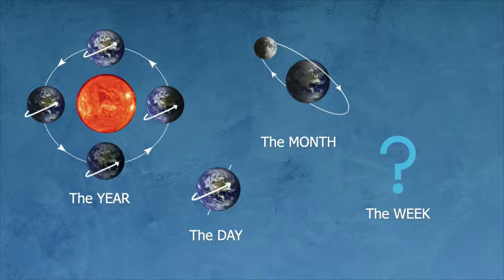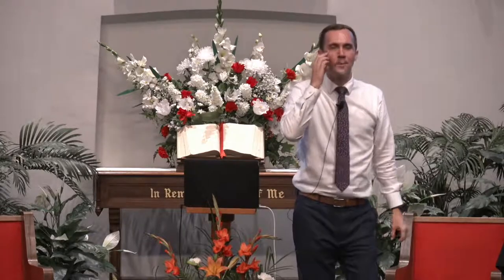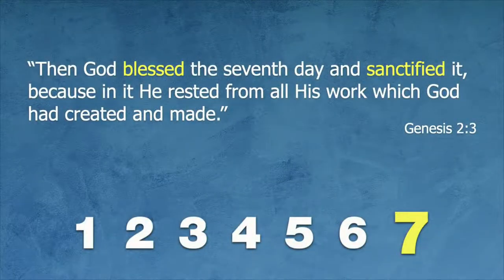What about the week? Do we have our moon going around our planet during the week? No. What happens every 7 days in the solar system? And the answer is nothing, right? God is the one that gives us this week. And we get this week from the biblical record. God blessed the seventh day and sanctified it, because in it he rested from all his work which God had created and made. So God is very interested in time.